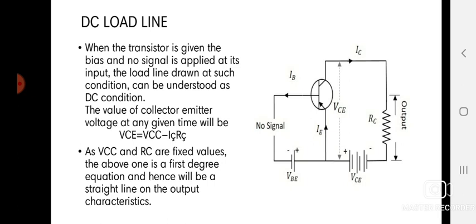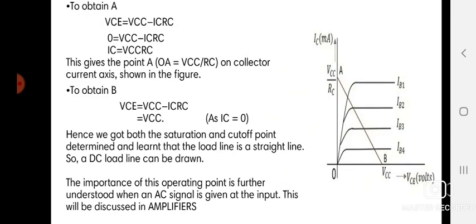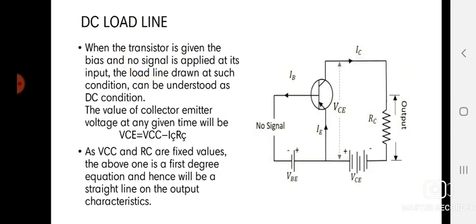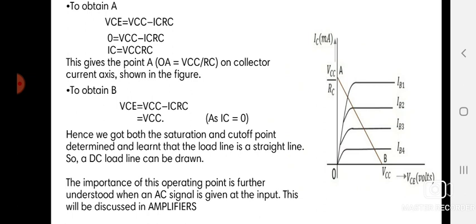As VCC and RC are fixed values, the above one is a first degree equation, hence it will be a straight line on the output characteristics. To obtain point A, we should use this equation, and to obtain point B, we should use this equation, by using this diagram. Hence we got both the saturation and cutoff points. Understand that the load line is a straight line, so the DC load line can be drawn.